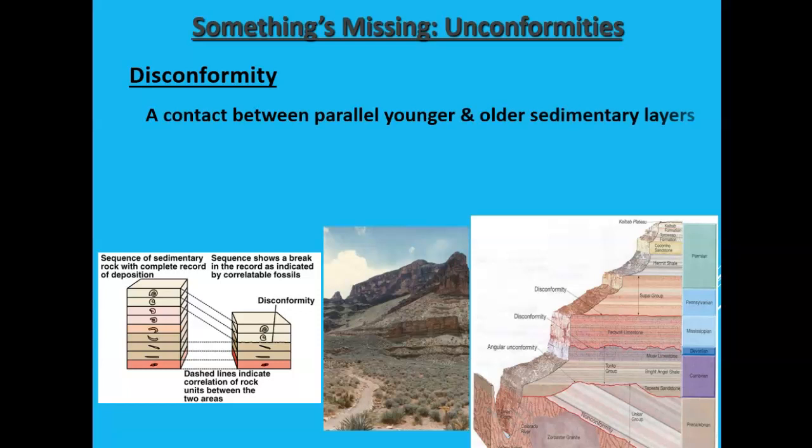So the three types we want you to be able to identify. One is what's called a disconformity. And the way we're going to tell the difference is really rock type and orientation. In this case, we're going to say that a disconformity is between two sedimentary layers that are parallel to each other. So just because there's uplift doesn't mean our rocks have to tilt. They do a lot of times, but not always.